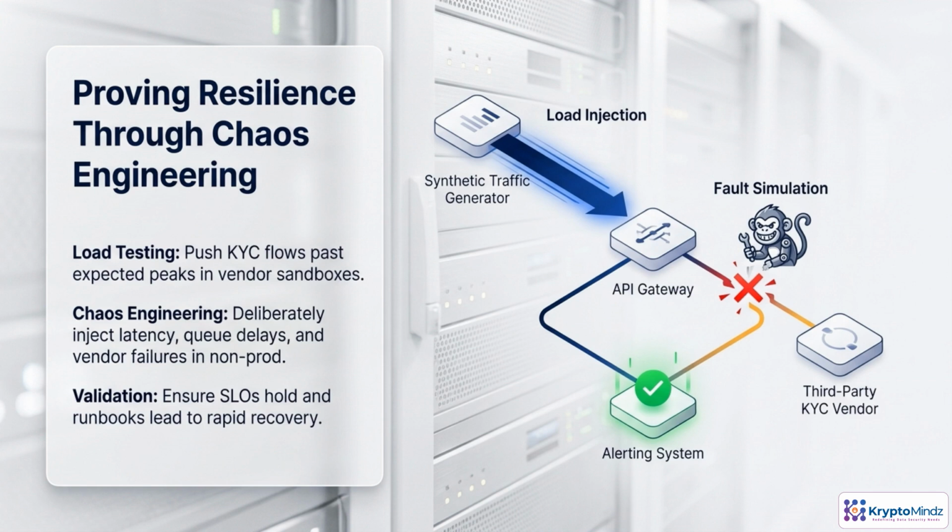To prove resilience, you don't just hope the KYC stack survives bad days, you manufacture bad days. First, drive synthetic traffic through your flows until they're well past realistic peak. That exposes where capacity and rate limits truly are. Then practice chaos. Inject latency into vendor calls, drop responses, stall queues, and watch how the system behaves. You're validating 2 things: whether your SLOs still hold, and when they don't, whether alerts and runbooks get you back to a healthy state fast enough.